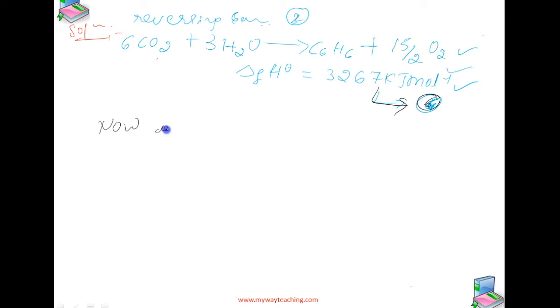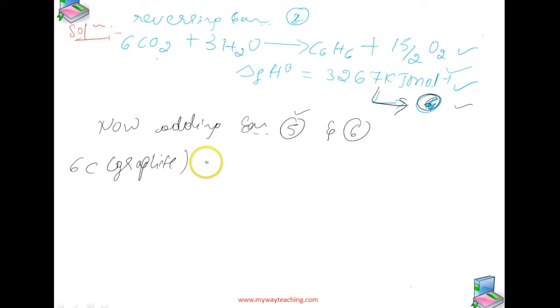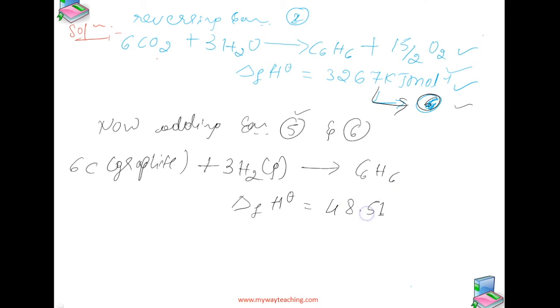Adding equations 5 and 6, C graphite plus 3H2 gives C6H6, that is delta F H is equal to 48.51 kilojoule per mole. So this is the problem.